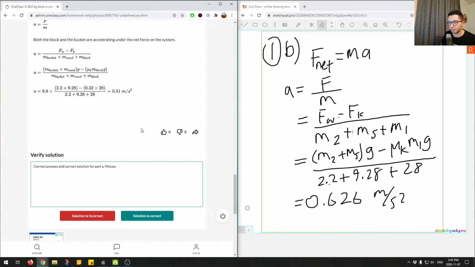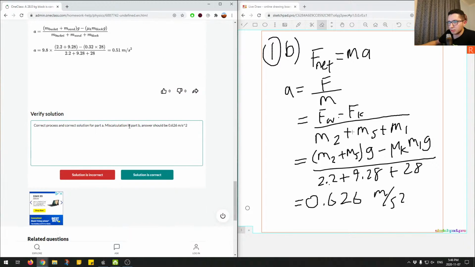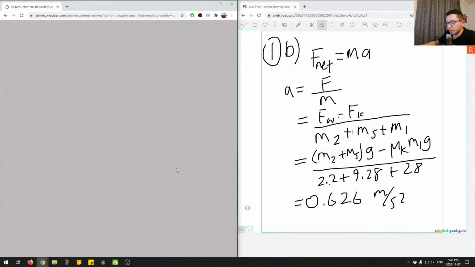Miscalculation in part B. Answer should be 0.626 meters per second squared. Okay, so it's only the second part that's incorrect. The first part's correct. So I'll mark this as correct because it's correct for the most part. And then we'll move on to the next question.